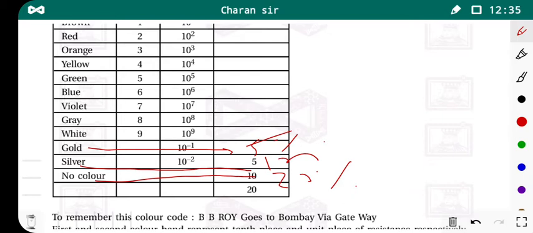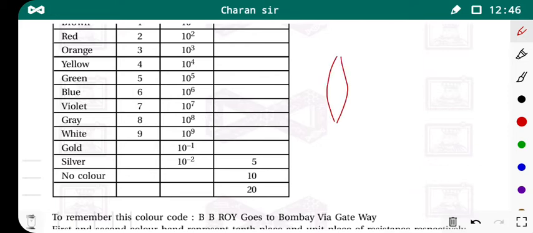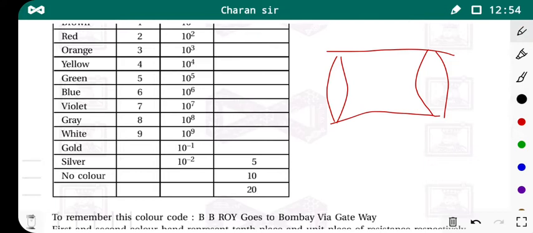Now how can you apply these values and colors to find the resistance value? We will learn that by taking one example. Suppose we are given a resistor with 4 bands of different colors. We take different colored bands. The first one is, suppose, black. The second one we take as green.